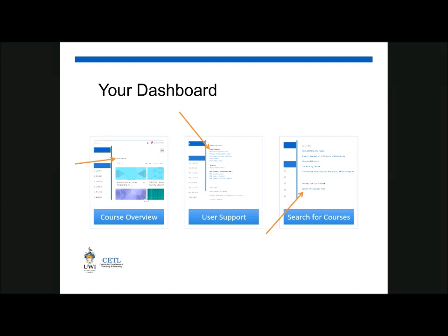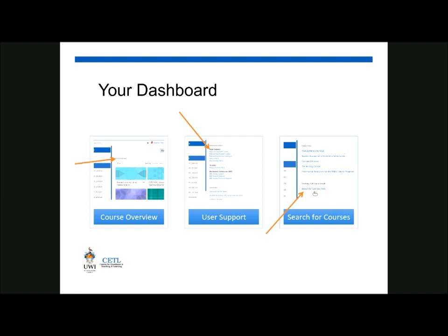And then there's a part on the side where you will see user support that allows you to click to access various self-instructional materials and guidelines. Now, when you scroll down, either on the right side of your screen or on the bottom of the screen, you will see a link that allows you to search for courses. When you click that link, if you've requested an enrollment key, they will give you a short name for the course, which is what you put in to get to your course.